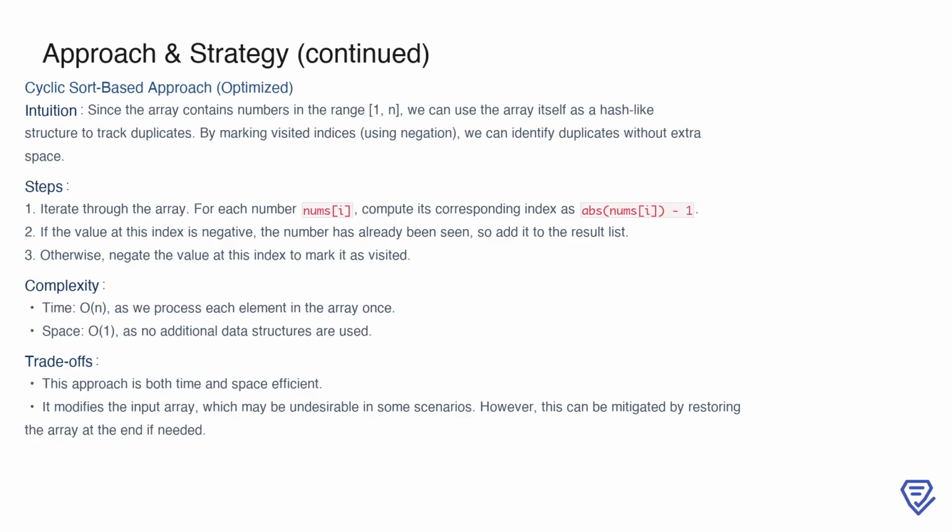If the value at this index is already negative, it means the number has been seen before, so we add it to the result list. If not, we mark the number as visited by negating the value at that index. This approach runs in O(n) time since each element is processed once, and it requires O(1) space as no additional data structures are needed. However, it modifies the input array, which may not always be acceptable, though this can be addressed by restoring the array if necessary.